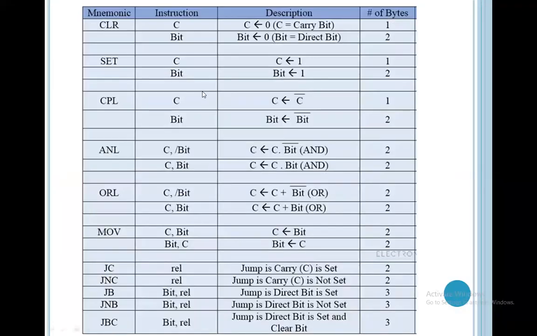Here are the bit manipulation instructions. Here is C, the carry bit. C is used for the carry flag, which means we have to use the carry bit, and this C is 1 or bit 1. So this is used for your carry flag.